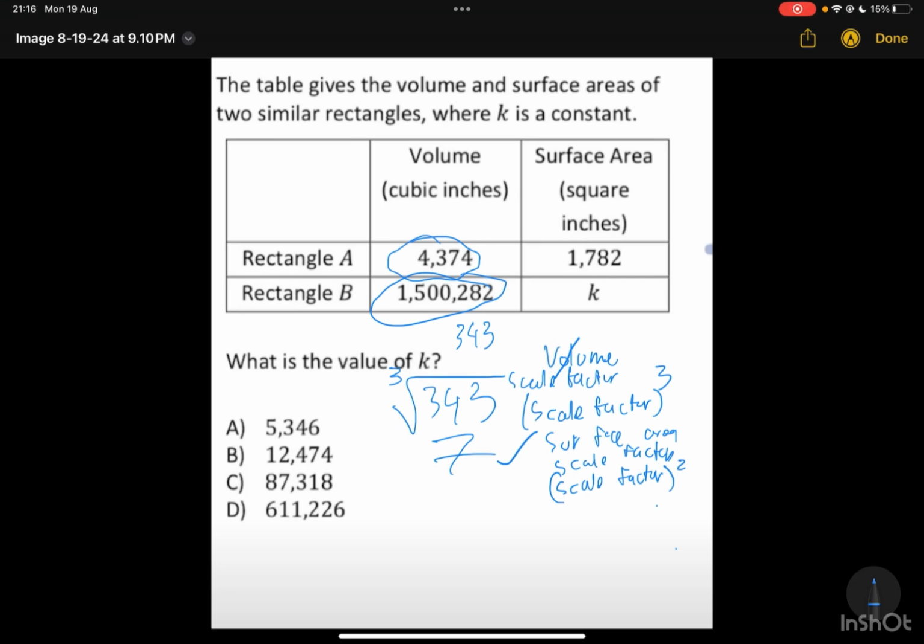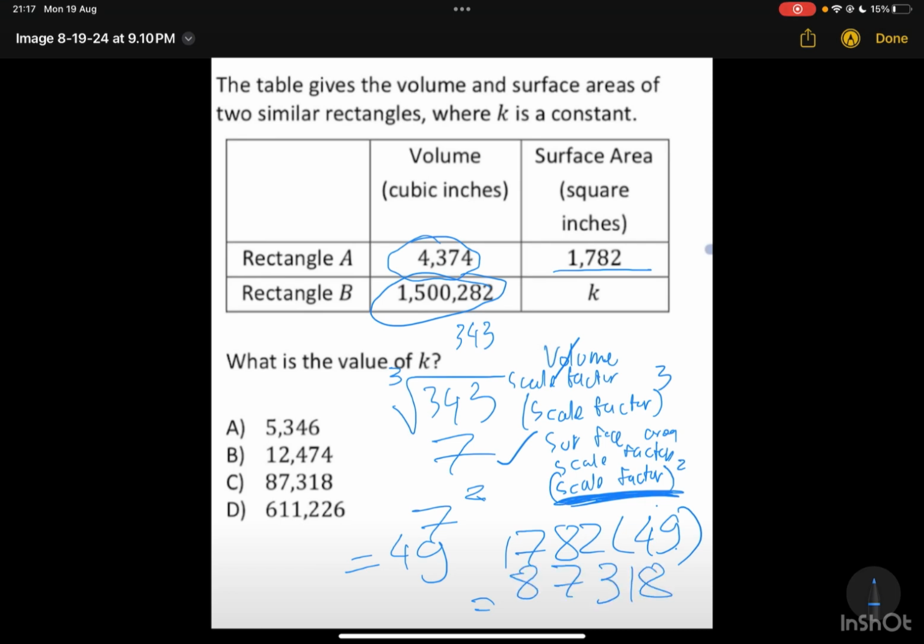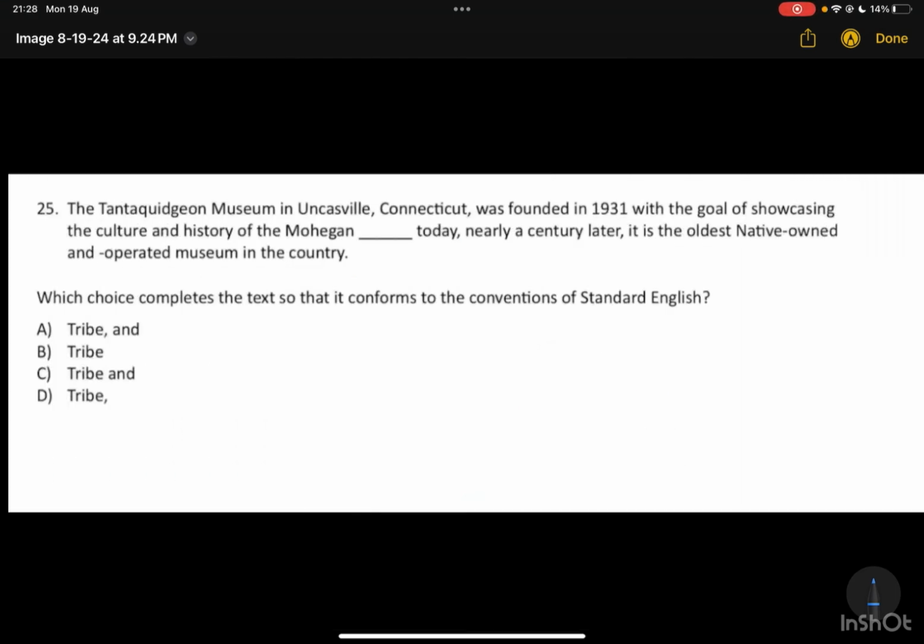It's asking us for the surface area of rectangle B. So we have to use the scale factor squared. We take 7 squared, which is 49. Then we take 1782 multiplied by 49, and we will have 87,318, which is C. Okay, we'll move on to another English convention question.